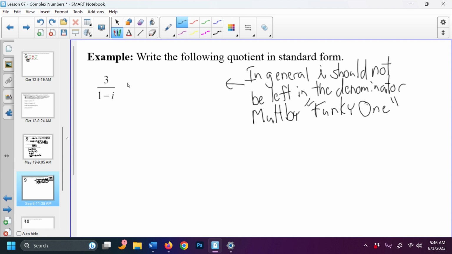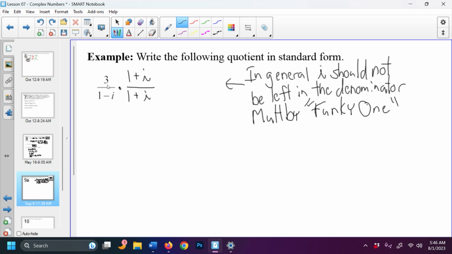And I call it a funky one because it doesn't necessarily look like 1, but it is 1. And that funky one is going to be the complex conjugate of the denominator. So we'll go (1 plus i) over (1 plus i). This thing is 1 because anything divided by itself is 1, with the exception of 0.